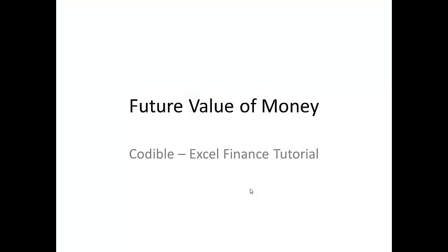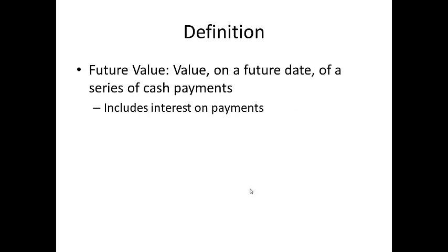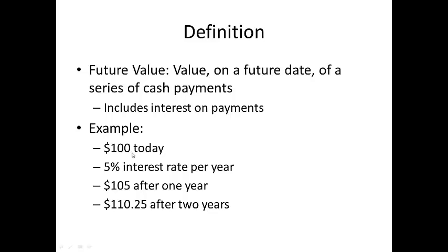In this video, we'll see how to compute the future value of money. The future value of a cash flow is the value on a future date of a series of cash payments, and this includes the interest on those payments as well. So for example, if you put in $100 today in the bank and the bank offers you a 5% interest rate per year, then at the end of the first year, your bank balance will be $105, and at the end of the second year, your bank balance will be $110.25.